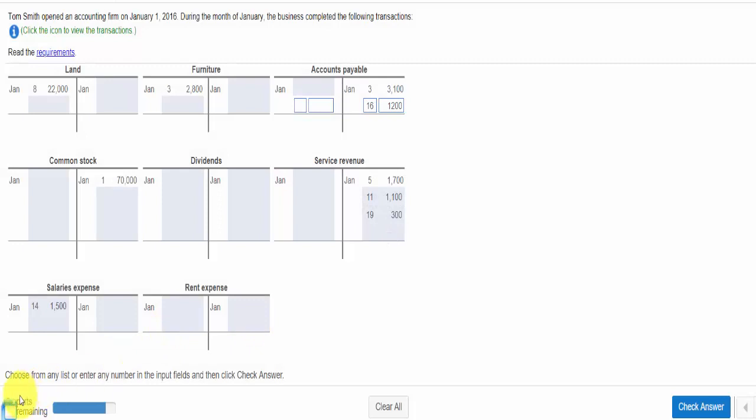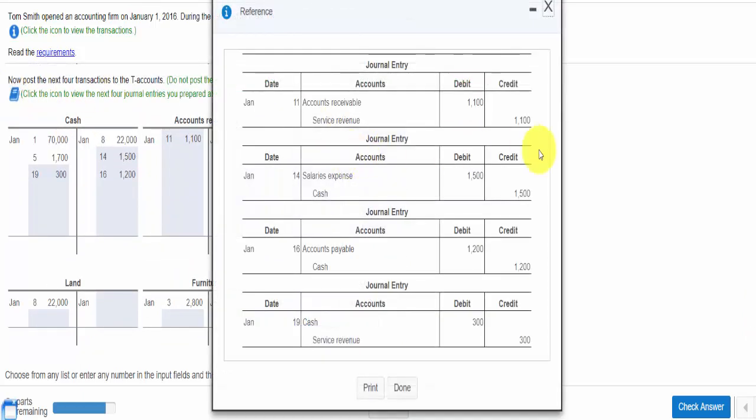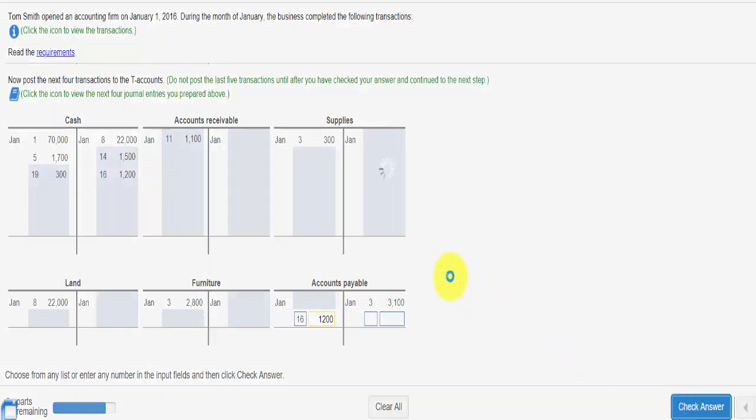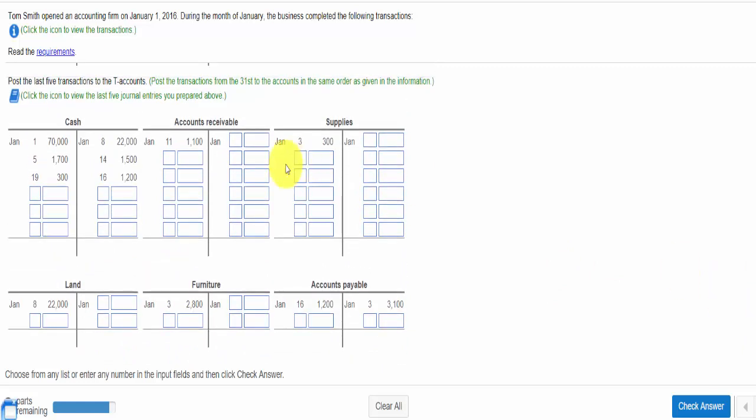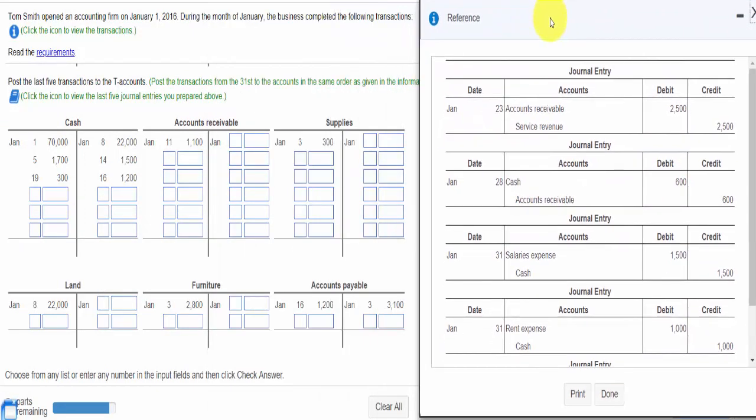Data is incorrect. Let me check it again. Accounts payable is debit 1,200. We'll put this amount in our debit section, not in our credit section. Then we will put the rest of the entries in the accounts. It is a lengthy process, but you must know how to put the accounting general entry in the T account, and it is very easy.